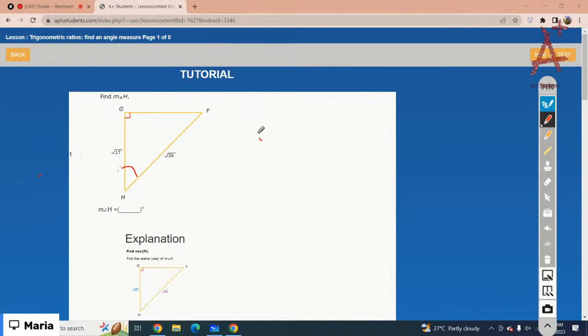you can calculate sine of angle H. It would be, no, you can use cos of angle H because you're given the base and the hypotenuse. So I'm going to use the cos of angle H. It would be base and hypotenuse. So it would be GH divided by FH.